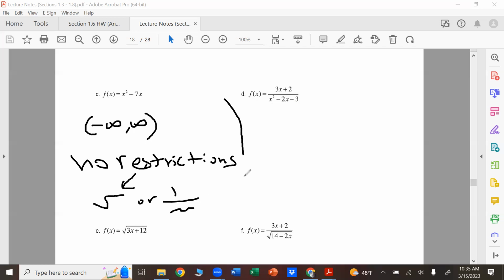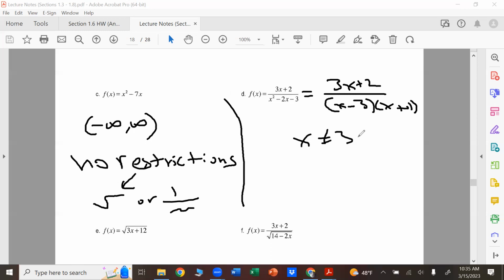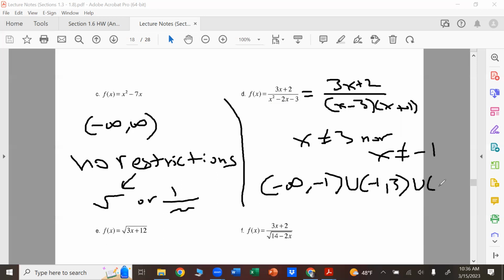But do you have a fraction for D? Yep. So we'll factor the bottom if it is factorable. And I will tell you, I will make it factorable because I want you to tell me what is not included. So x cannot equal 3, nor can x equal negative 1. So you're going to say this. And make sure you go in numerical order. So there you go for that one.